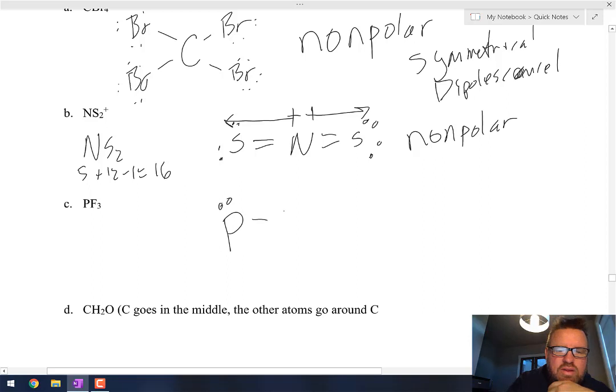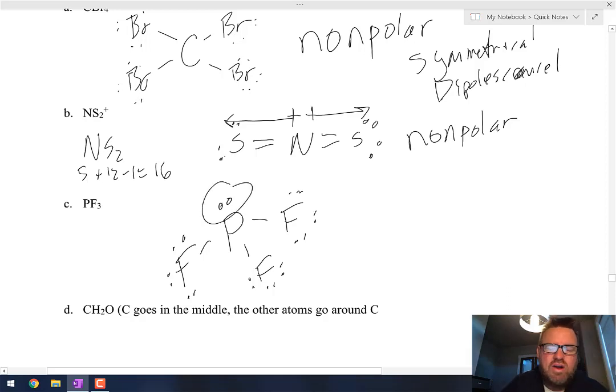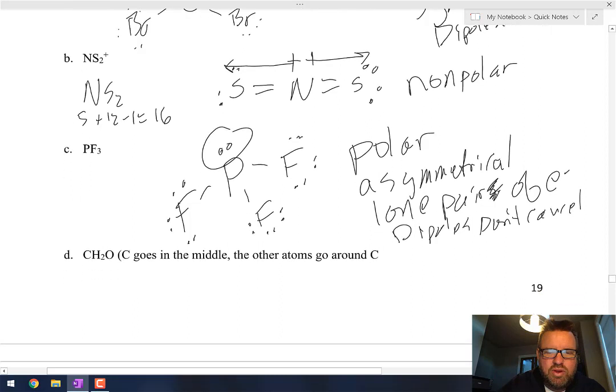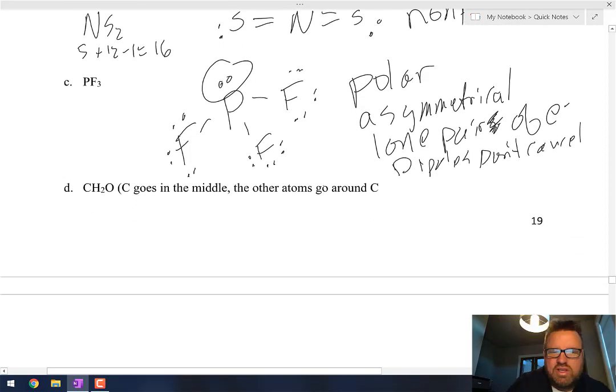PF3 looks like this. It is a trigonal pyramidal shape. Bond angles of a little bit less than 109.5. You've got that lone pair on that central atom. Therefore, it is polar. And why? Because it's asymmetrical. Why is it asymmetrical? Because of the lone pair of electrons on that central atom, and therefore the dipoles don't cancel. Okay, polar.